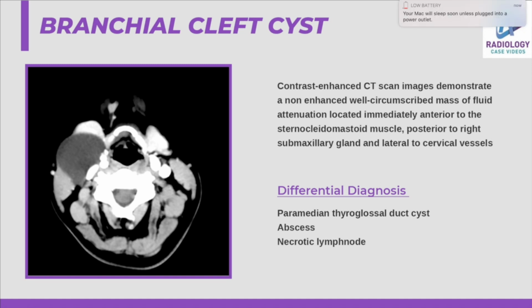On MRI, T1 signal is highly variable and it depends on the protein content of the lesion. T2 is hyperintense and there will be no enhancement on post-contrast images until they are complicated. The differential diagnosis for these lesions are paramedian thyroglossal duct cyst, abscesses, necrotic lymph nodes, especially from papillary thyroid carcinoma, squamous cell carcinoma, etc. Tubercular adenitis and other neurogenic tumors like schwannomas and neurofibromas can also be a differential.